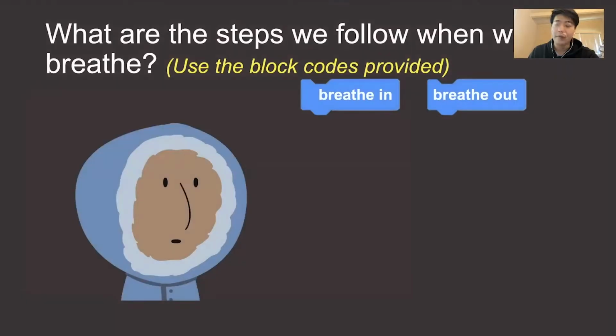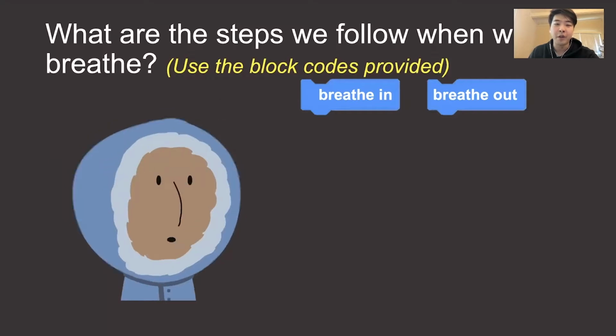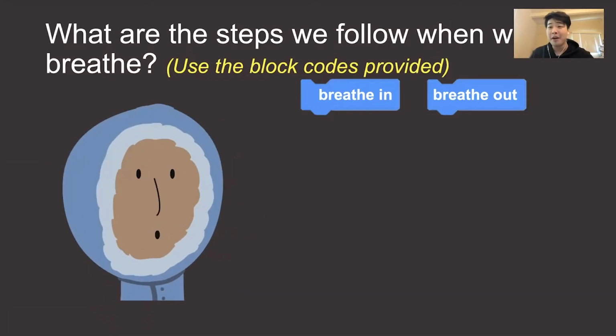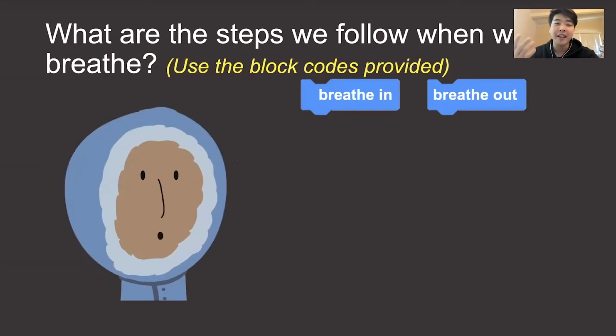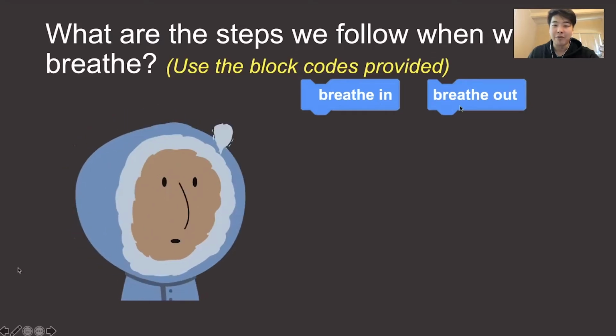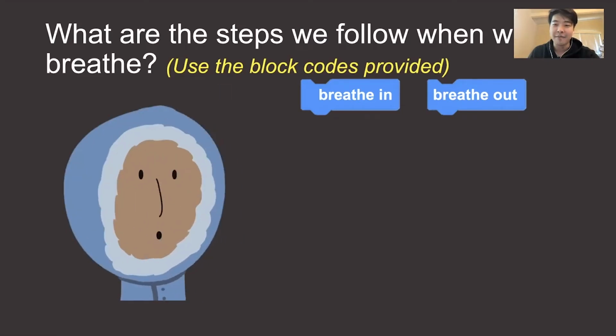So to start off, let's talk about this question. What are the steps we follow when we breathe? Now, every time we breathe, we don't really think about it, but I want you to actually think and breathe. Okay, now using the block codes I gave in here, breathe in, breathe out, I gave out the answers, I guess. Use the block code so that it mimics what you're doing every day. Pause the video and come back once you're done.